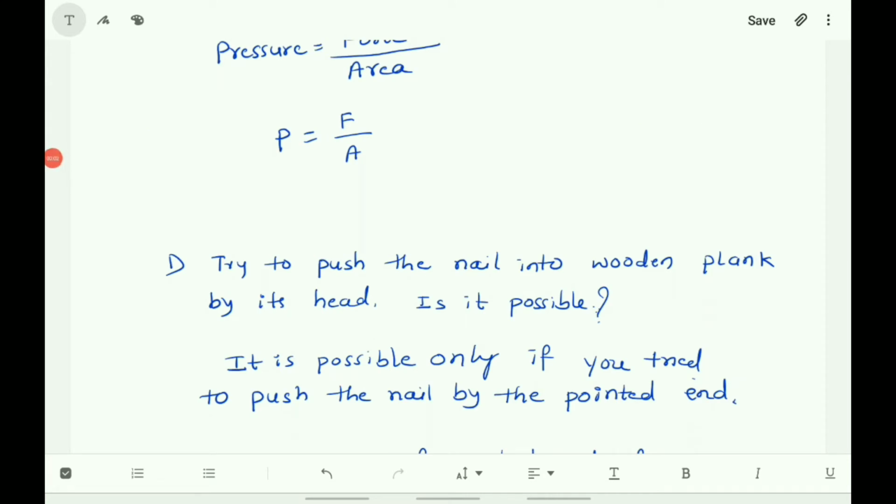Let us come to some situations. Try to push the nail into a wooden plank by its head. Is it possible? You can't do this. But it is possible only if you try to push the nail by the pointed end.